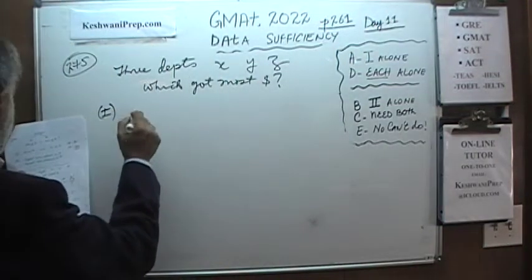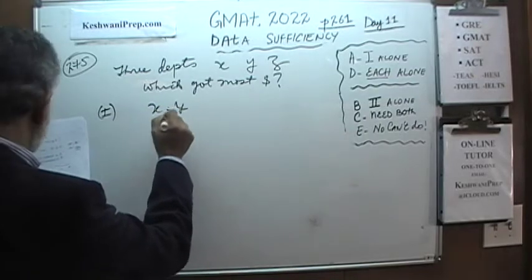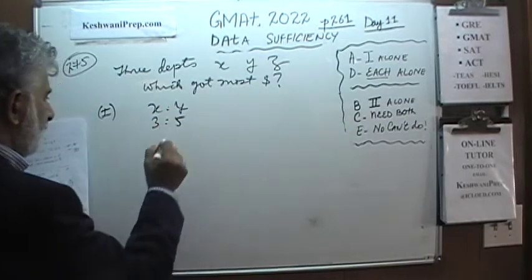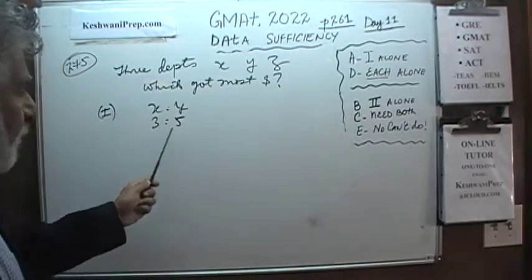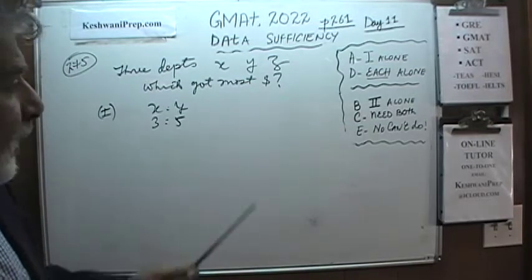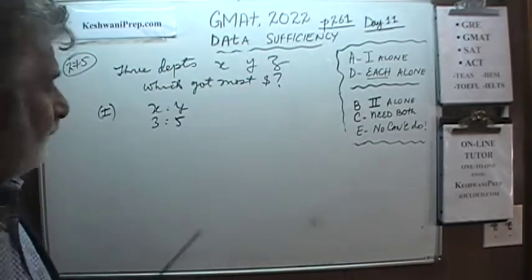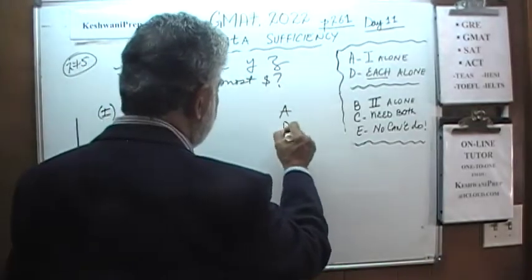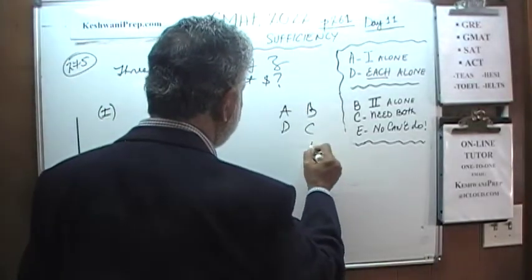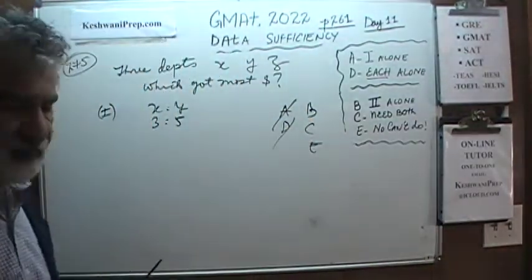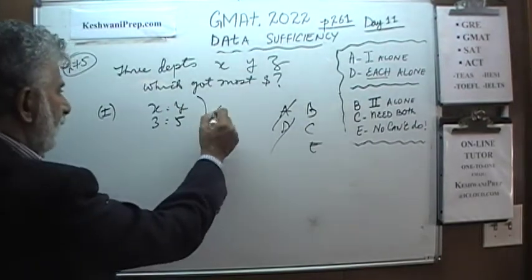Statement 1 tells us the ratio of X to Y is 3 to 5. Simply knowing that department Y got more money than department X does not tell us which department out of these three got the most money. A, D, B, C, E. Which means the first statement by itself is not enough. The first statement does not do the job.